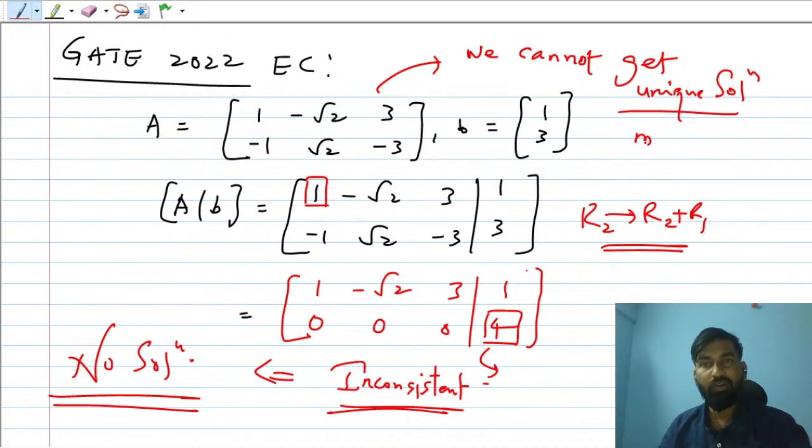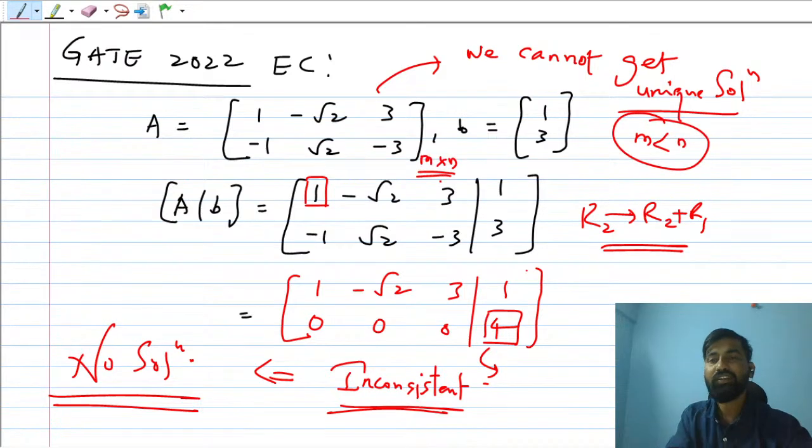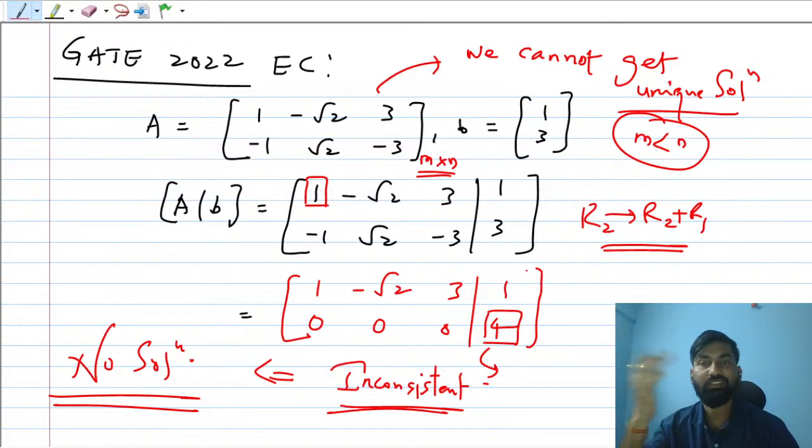Why? Because suppose m equations are there, the number of equations is less than the number of unknowns. Suppose it is an m by n matrix, so the number of equations is m, the number of rows is m, and the number of columns is greater. So if the number of columns is greater than the number of rows, you will never get a unique solution. You will get infinitely many solutions, or you will get an inconsistent system, I mean no solution. So I believe this is fine for everyone.